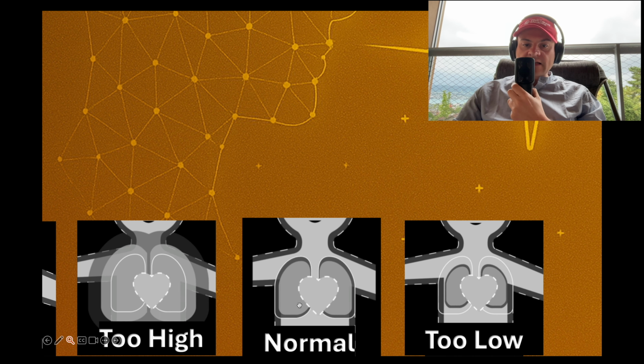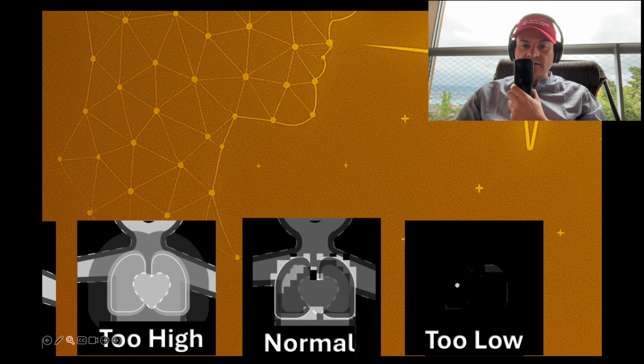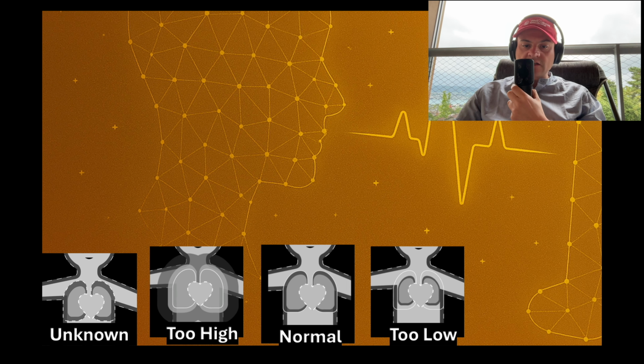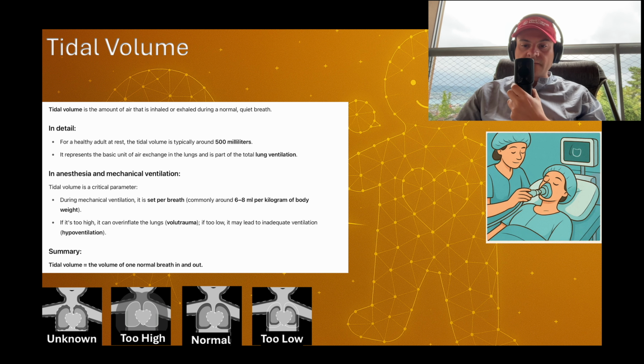It's the size of the extension of the lungs during the breathing cycle. Can be too high, a lot of air going into the lungs. Normal, the extension of the lungs reaching the white line. And too low, the extension of the lungs not reaching the white line.